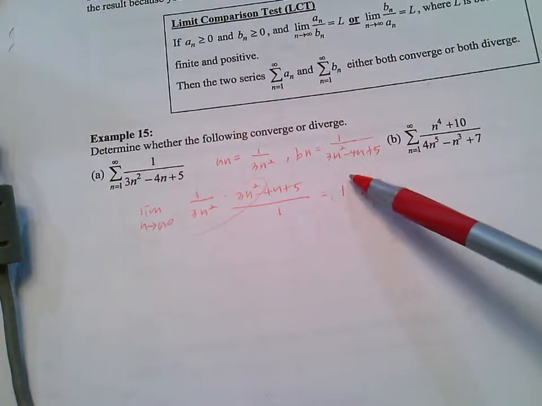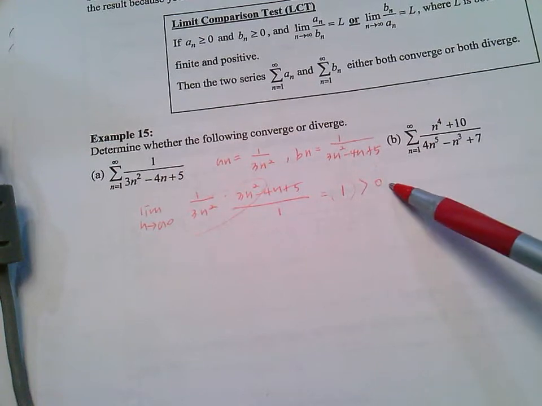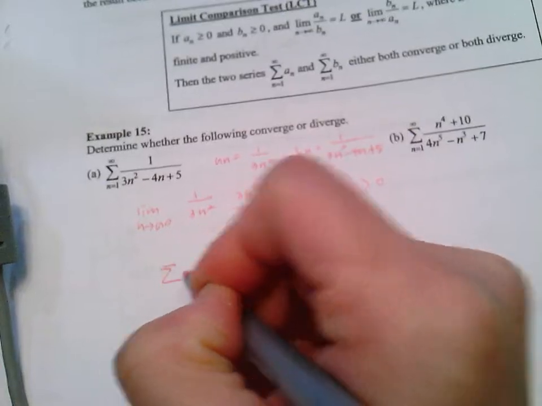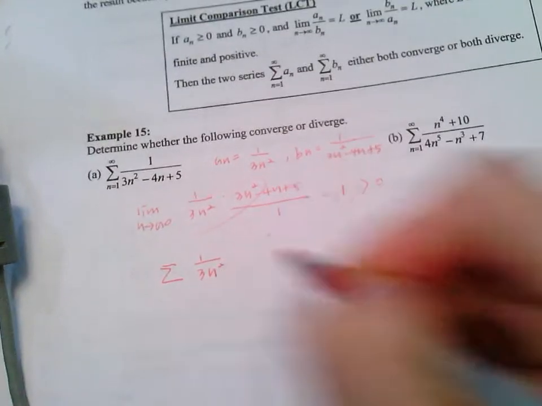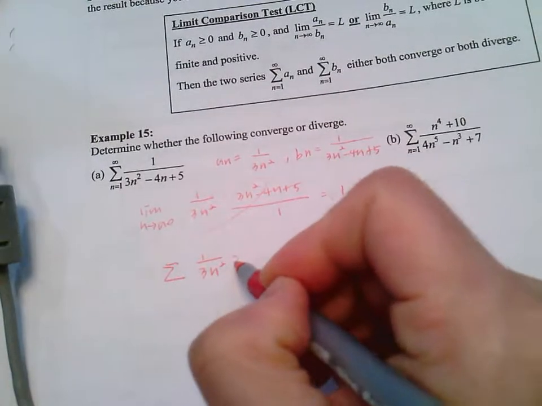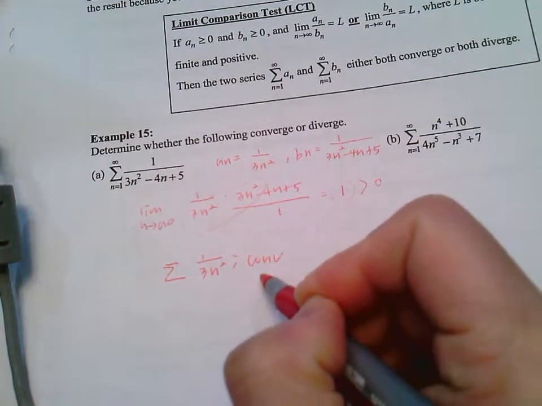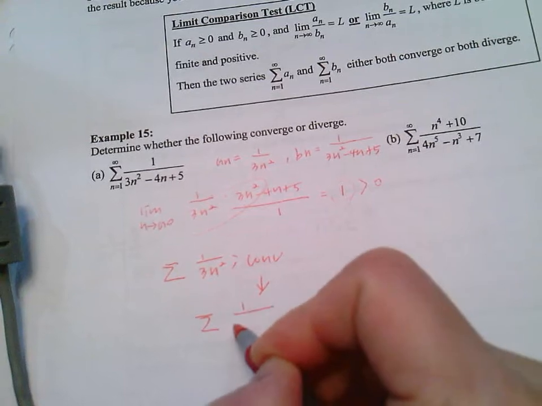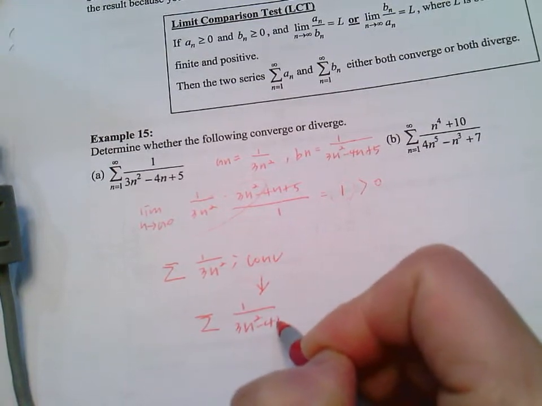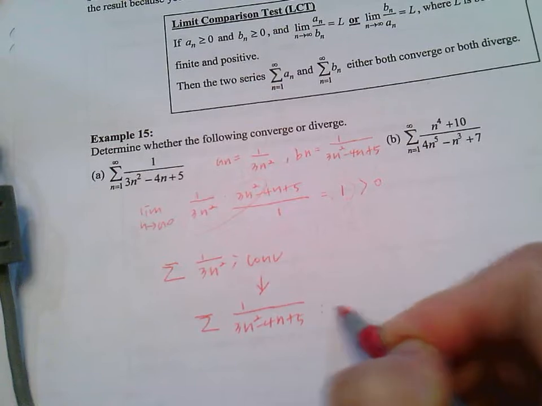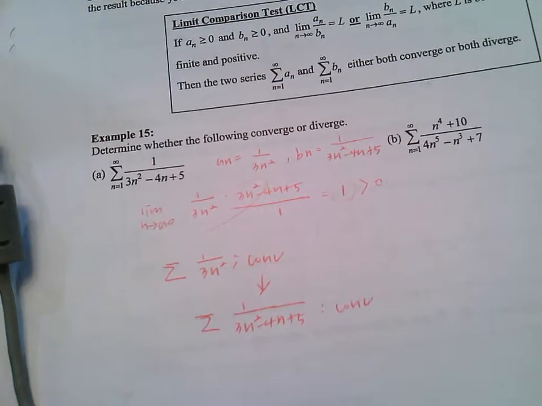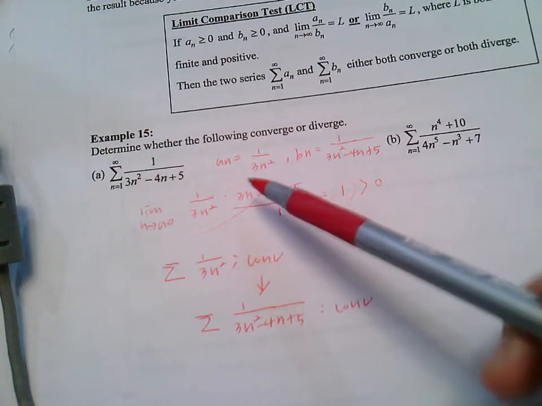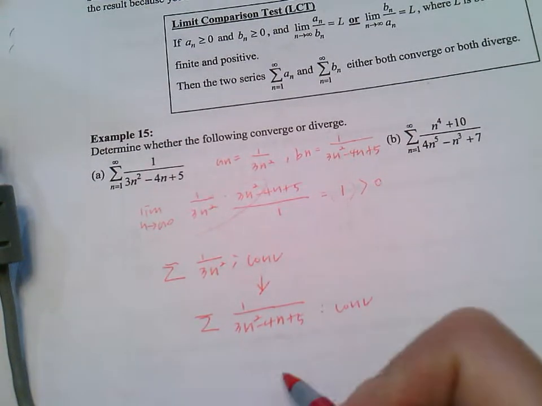Okay, if L is positive and finite, then the series a sub n, sigma notation 1 over 3n squared, since this one converges, this guarantees that sigma notation b sub n, which is 1 over 3n squared minus 4n plus 5, also converges. Because a sub n converges, b sub n is also convergent. So the answer: converge.